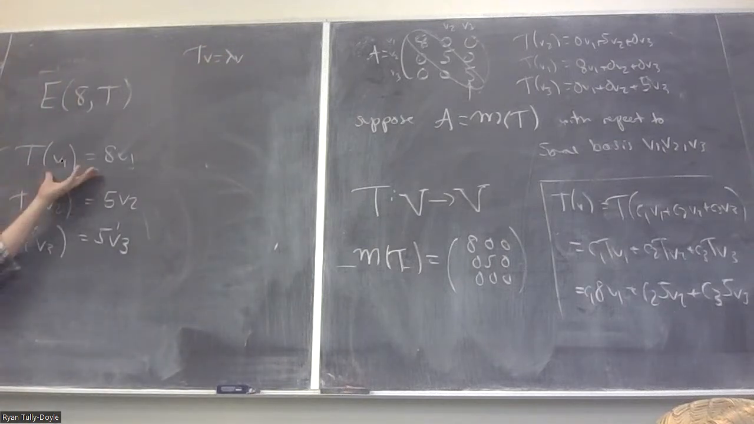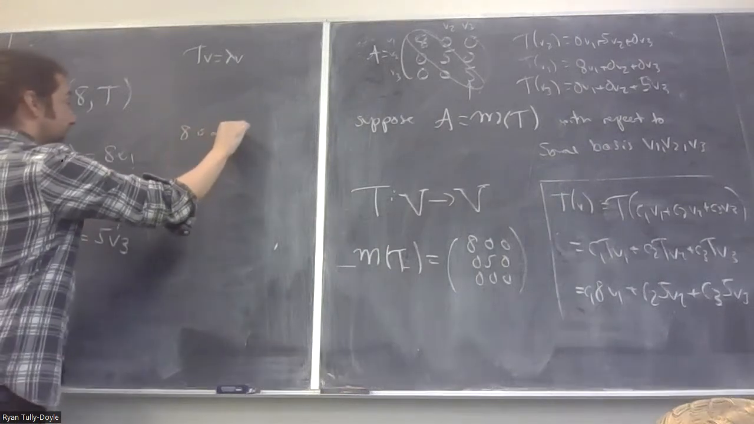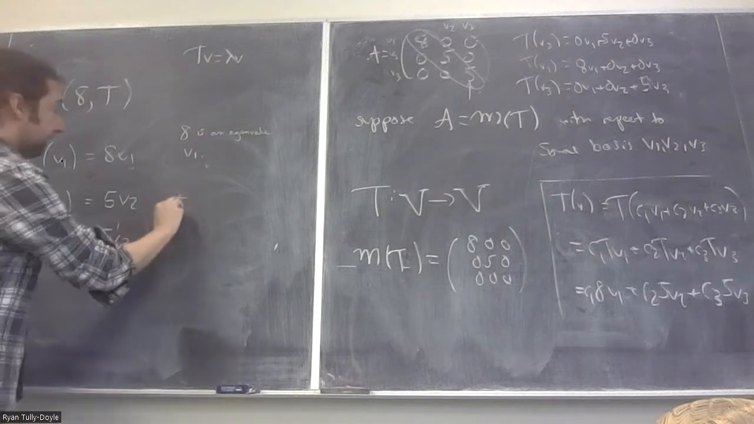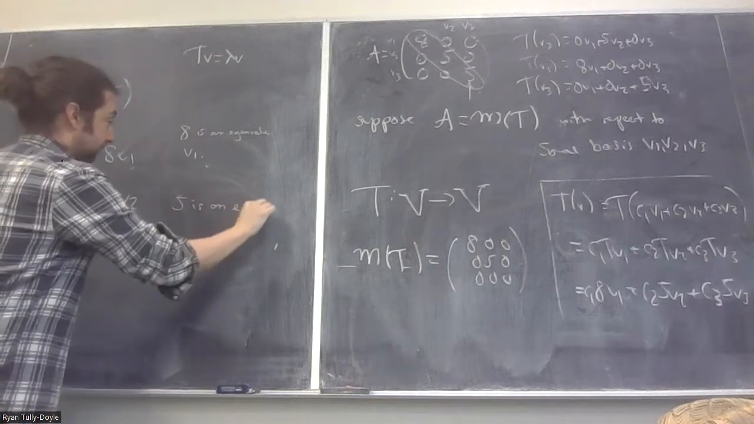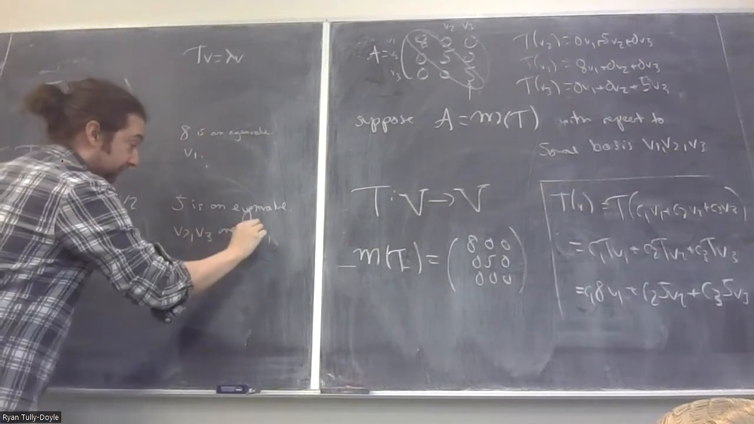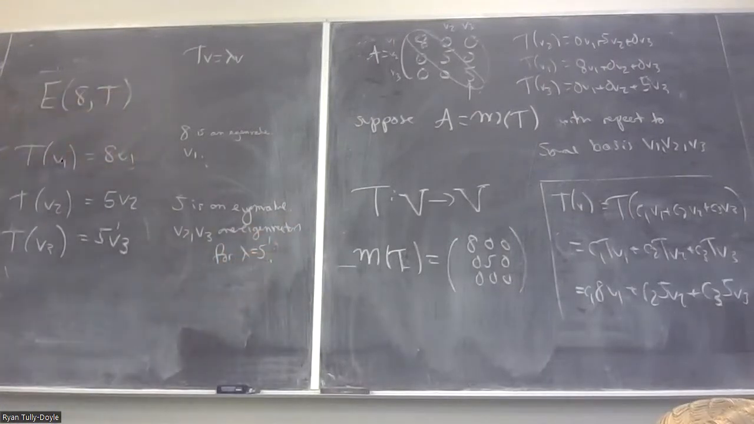So what is this equation telling you? 8 is an eigenvalue, right? Does it have an eigenvector? V1. How about V2 and V3? Eigenvalue 5. 5 is an eigenvalue, and V2 and V3 are eigenvectors for 5. Are there any others? Well, no, you chopped up the whole space, right? That's it.